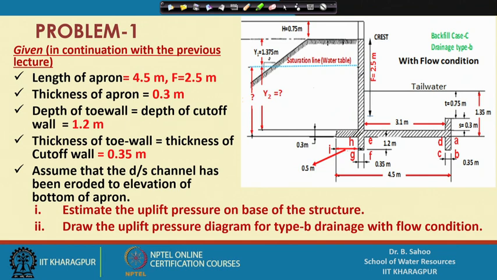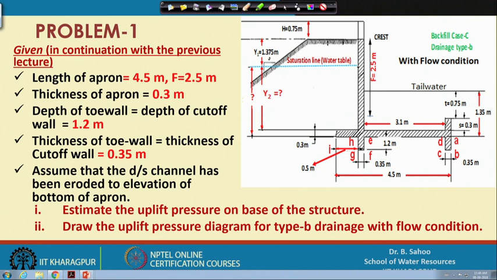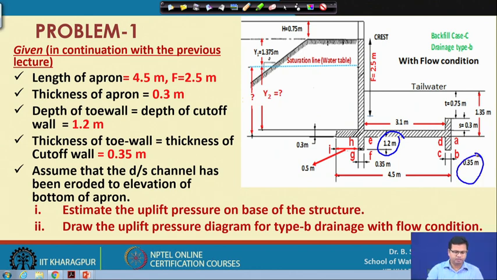Here the given length of apron is 4.5 meter, the drop is 2.5 meter, thickness of apron is 0.3 meter, depth of toe wall and depth of cut-off wall are both 1.2 meter, as you can see in this figure. The thickness of toe wall and cut-off wall are both 0.35 meter.